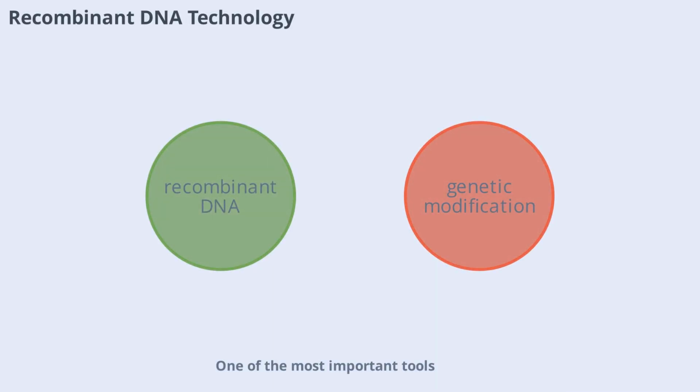One of the most important tools in genetic engineering is recombinant DNA technology. This involves combining DNA from different sources to create new genetic combinations. Scientists use enzymes to cut and paste DNA segments, allowing them to insert, delete, or modify genes. This technology has revolutionized medicine, agriculture, and research by enabling the creation of genetically modified organisms with specific traits.